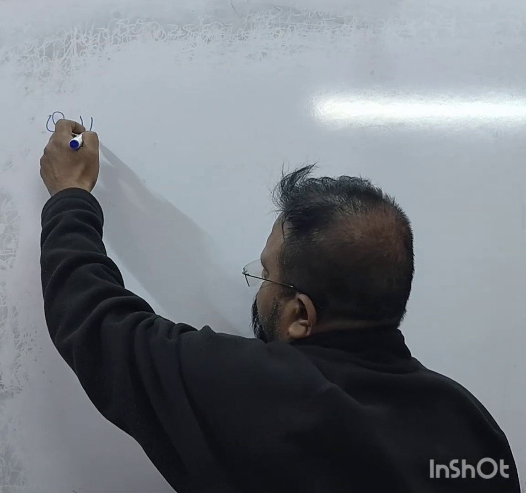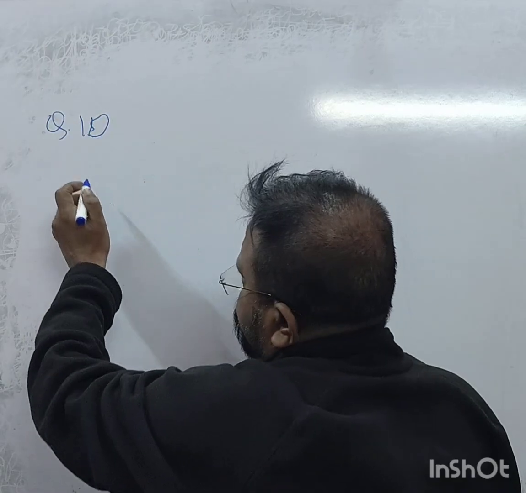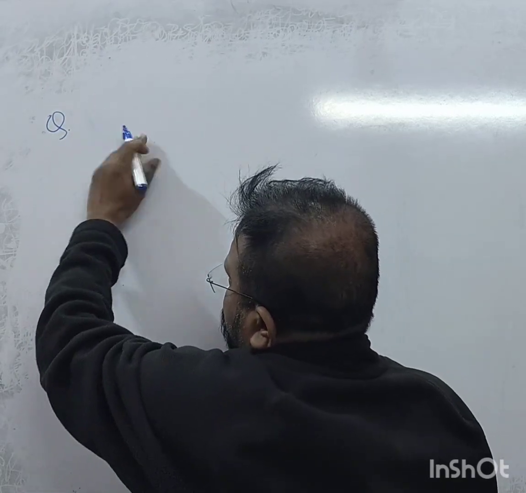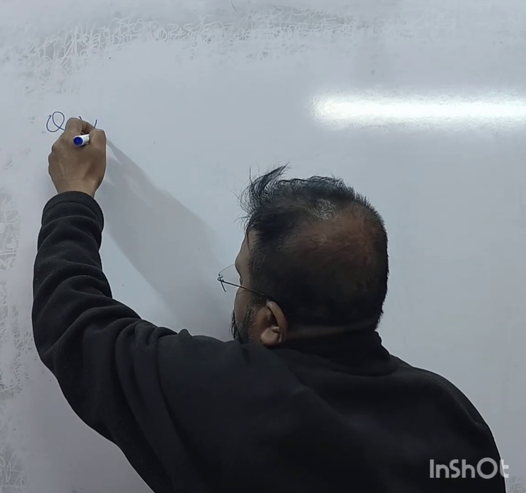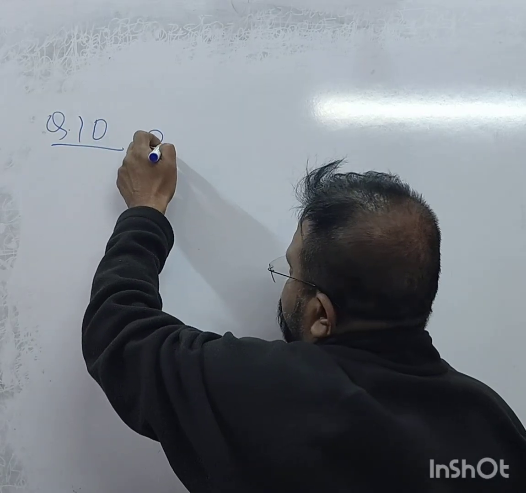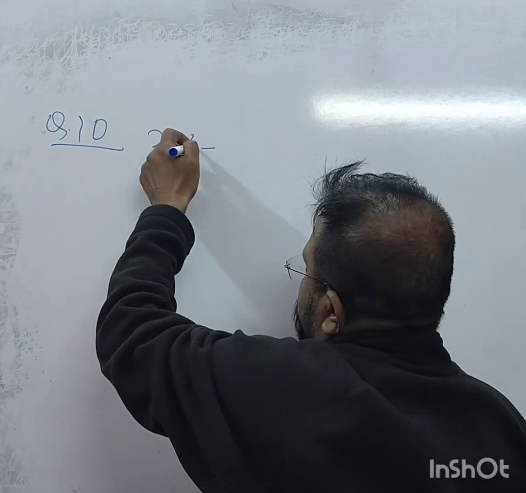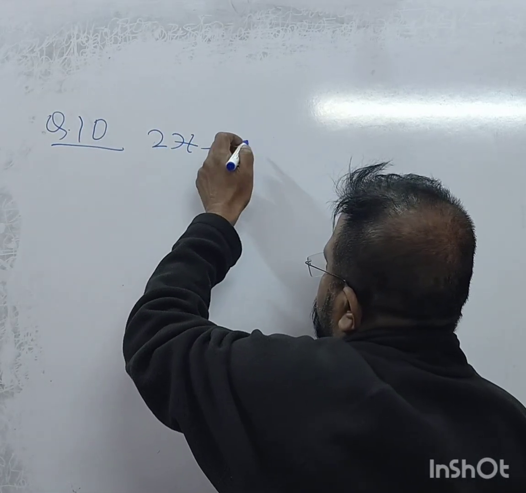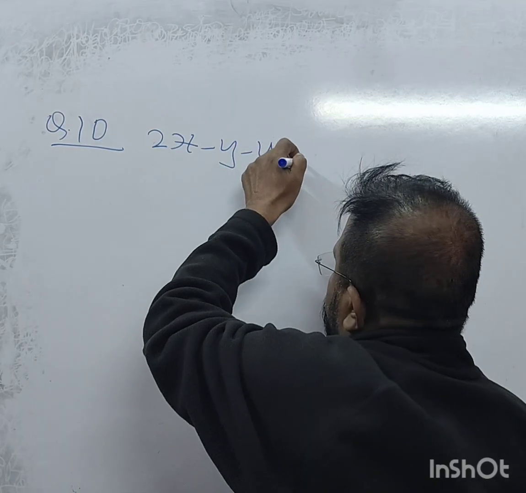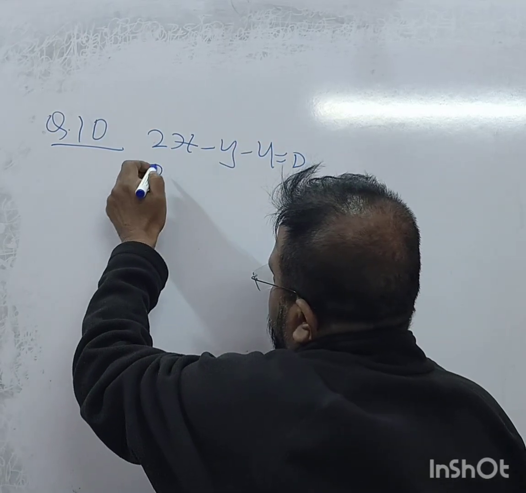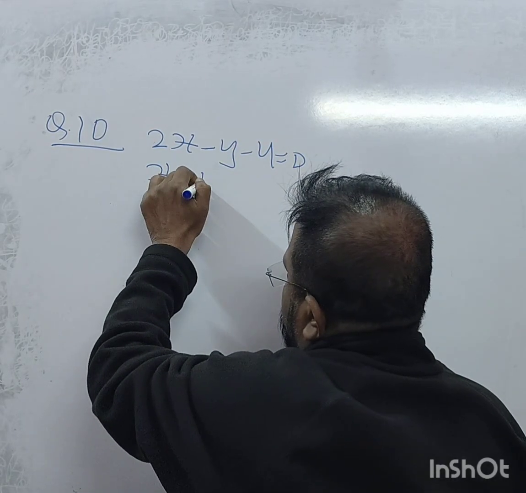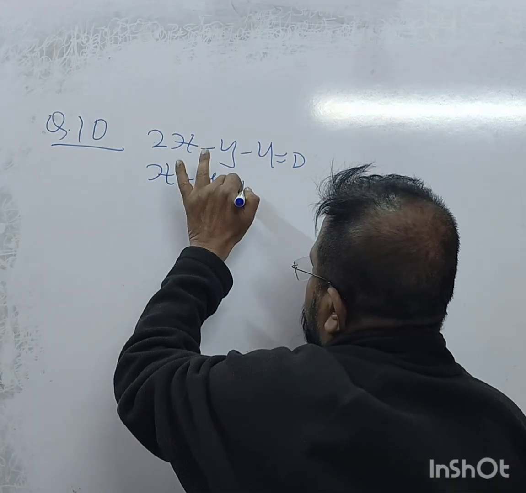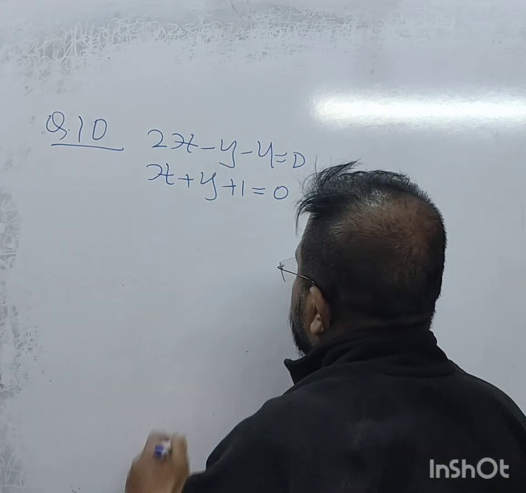Question number 10. The equations are 2x minus y minus 4 is equal to 0, and x plus y plus 1 is equal to 0.